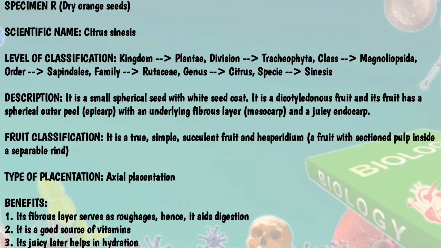So quickly take a look at the benefits of the orange fruit. So the fibrous layer serves as roughage which aids digestion. Also, it's a good source of vitamins. And lastly, the juicy layer helps to prevent dehydration. It's a very natural way of preventing dehydration.